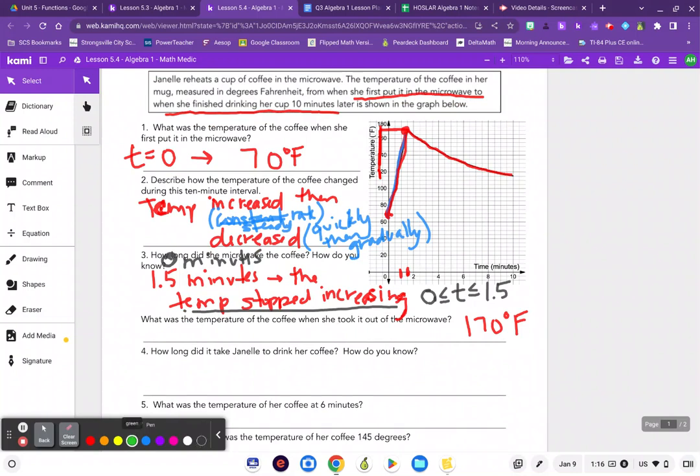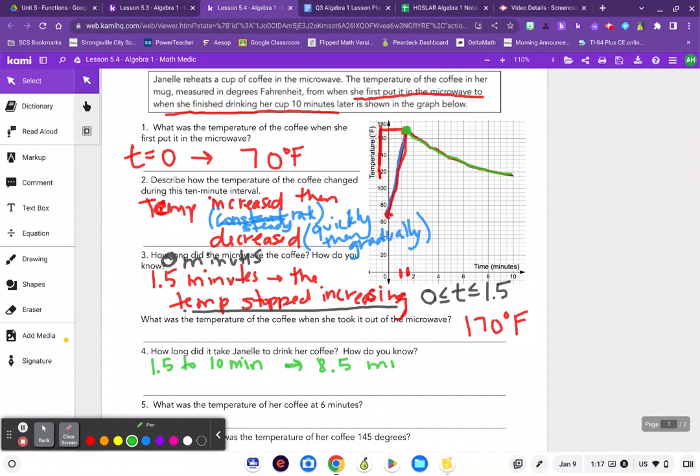And so again, can't drink it while it's in the microwave. So right here, I take it out of the microwave, or Janelle does, and then it takes her the rest of the time to finish drinking her coffee. And so that takes me from 1.5 minutes to 10 minutes. And so if I subtract those, I would get it took her 8.5 minutes.